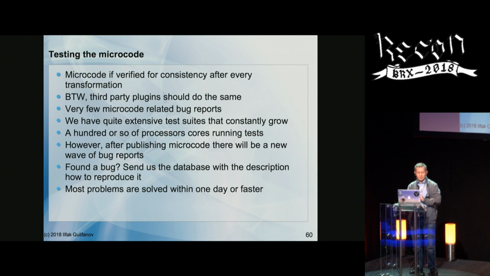Now, about ensuring that the microcode that we work with stays consistent and sane. For that, we have some verification routines that we call every time after each transformation. Third-party plugins, your plugin should do the same. We will publish the verification routines as part of the SDK, so you can see the requirements for the microcode, so you don't spoil it by mistake and end up with very wrong results.